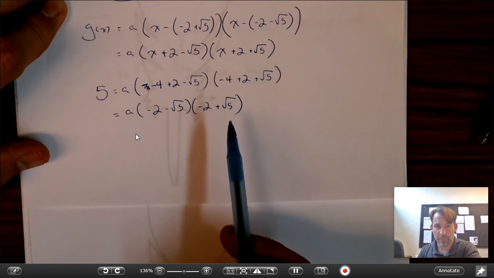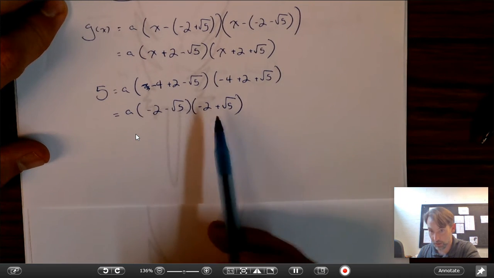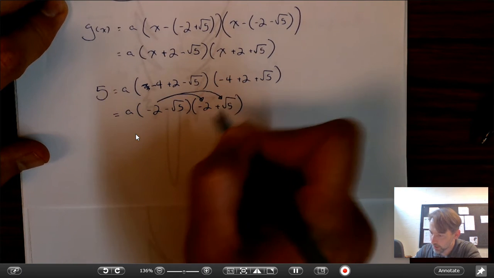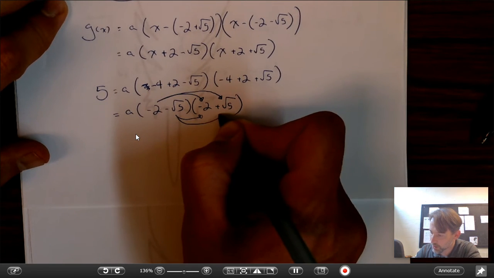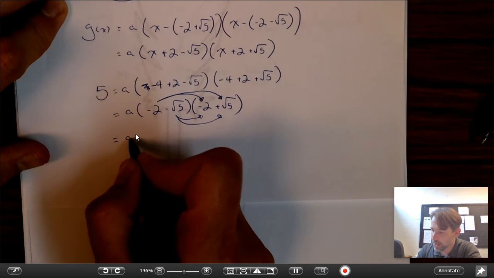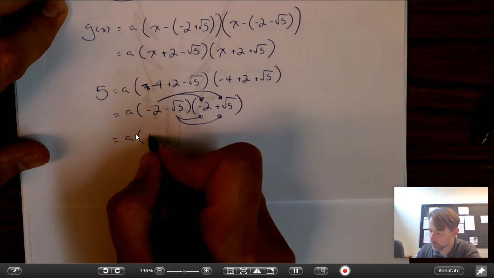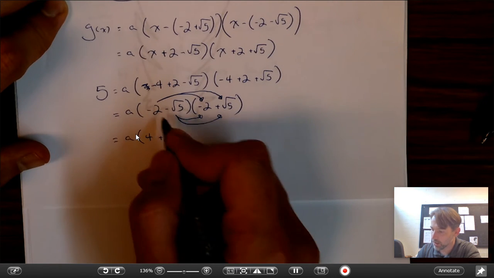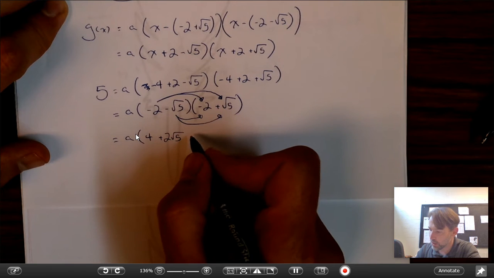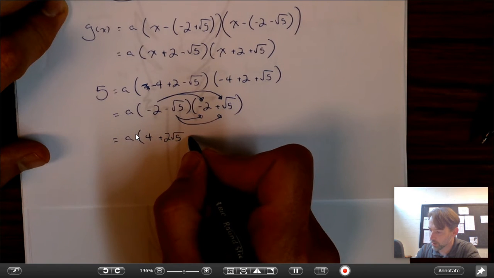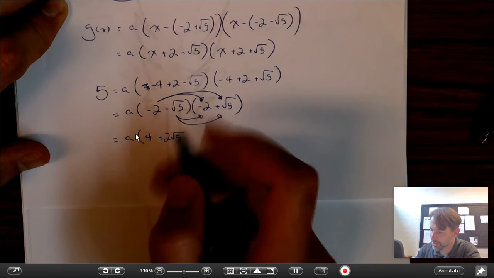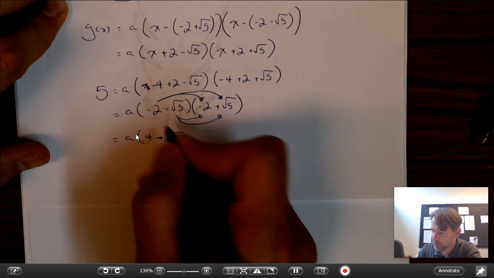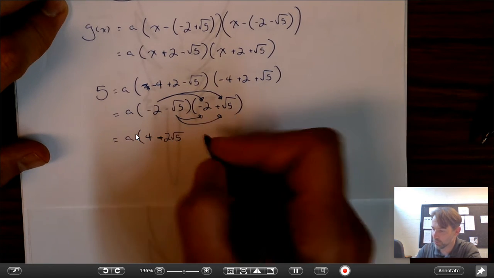All right, so now I'm going to just use FOIL to expand this. So when I use FOIL to expand this, I multiply that times that, and that times that, and then I have this times this, and this times this. So let's see what we get. This is equal to a multiplied by negative 2 times negative 2 is 4. Negative 2 times positive root 5 is plus 2 root 5. Negative root 5 times negative 2 is, negative 2 times positive root 5 is negative. See how I caught my sign error there? Yeah. So negative 2 times positive root 5 is negative 2 root 5.